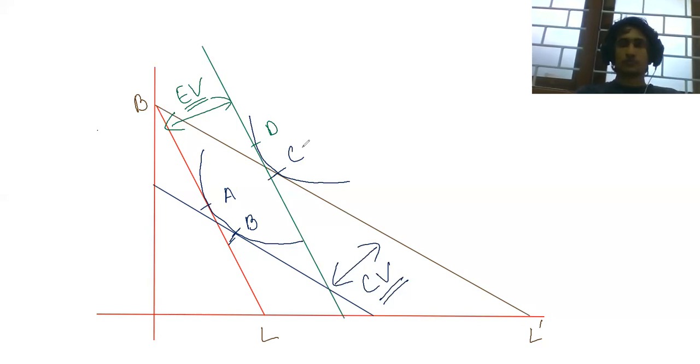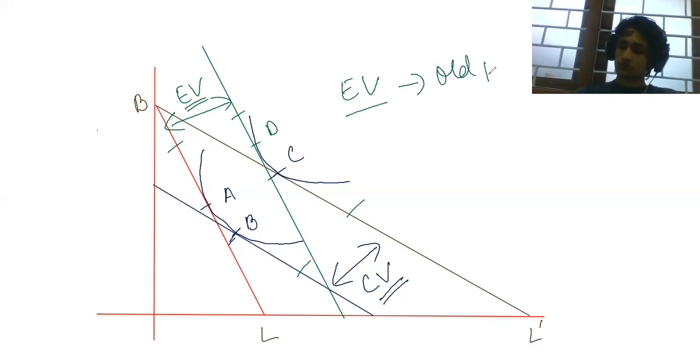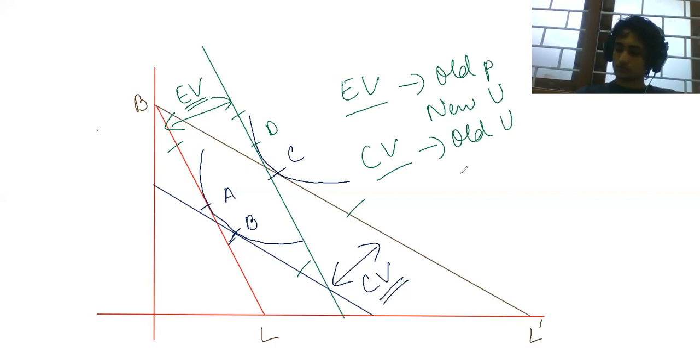What am I doing? What is the slope of these two? The slope of these two lines are the new prices after the price of X has fallen. And the slope of these two budget lines is the same as the old prices, that is before the price change. So equivalent variation takes into consideration old prices, new utility, and compensating variation takes into consideration old utility and new prices.